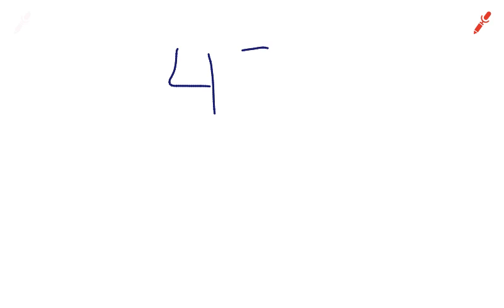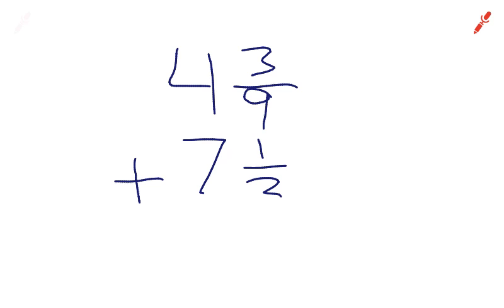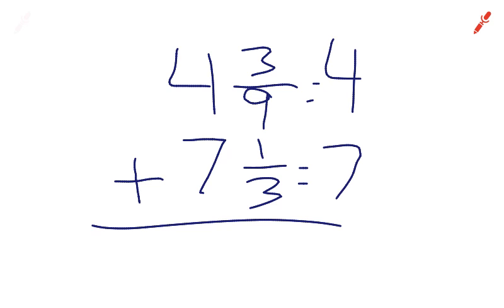4 and 3/9 plus 7 and 1/3. Okay. We don't have what? Common denominators. Yeah, we don't have common denominators, but we're going to have one. We're going to make it happen here. 9 and 3. What's the lowest number that they both go into? What's the lowest number that 9 and 3 goes into? 9. Yeah, lowest number that 9 and 3 go into is 9.